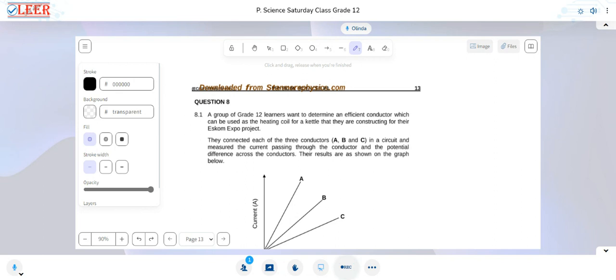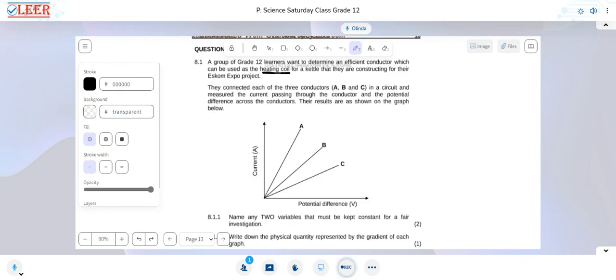Question 8.1 says: a group of grade 12 learners want to determine an efficient conductor which can be used as the heating core for a kettle they are constructing for their ESCOM Expo project. Let's analyze what we have. They are looking for an efficient conductor which they can use as a heating core for a kettle they are constructing for the Expo project.